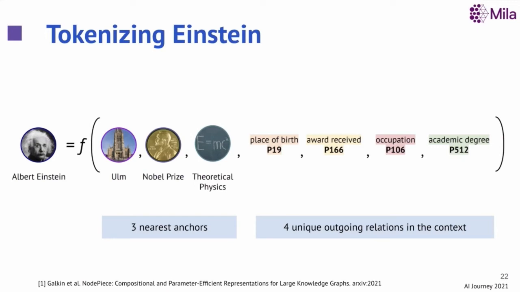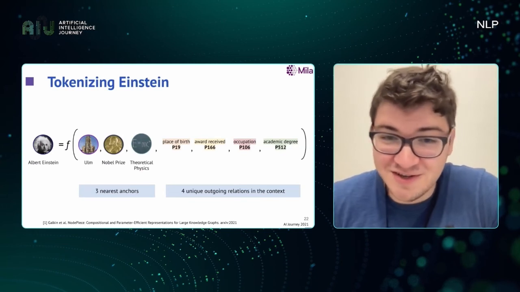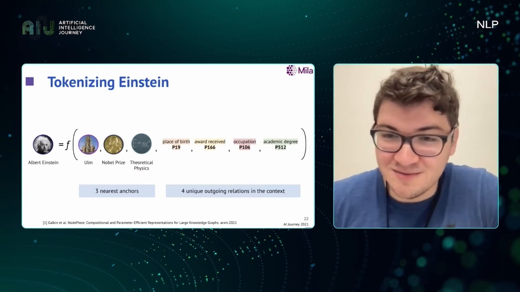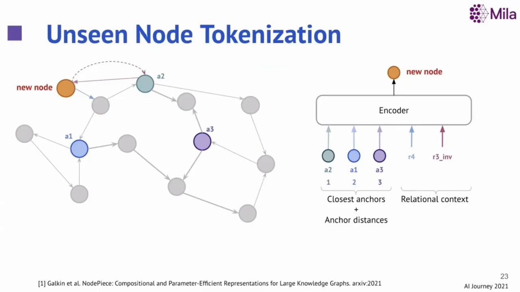For instance, we have the place of birth, theoretical physics, the Nobel Prize, and we are able to tokenize Albert Einstein as 3 nearest anchors and 4 unique outgoing relation predicates in the context. Accordingly, what happens next? With every new node, we see it connected to the graph, and if it has at least one edge, we use BFS, and the search will look for the nearest anchors.